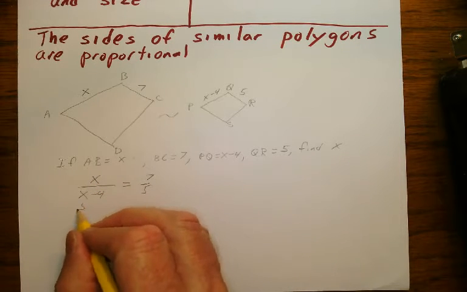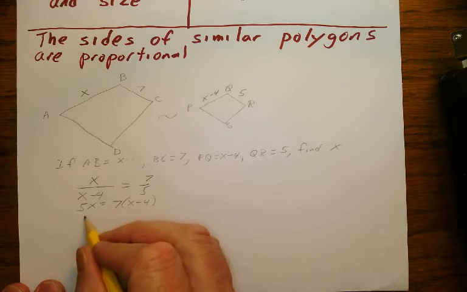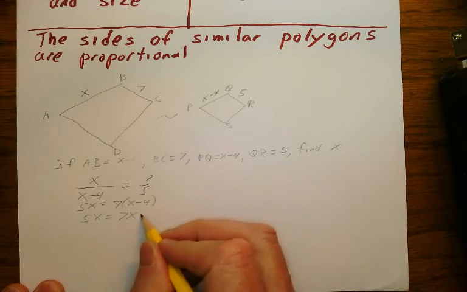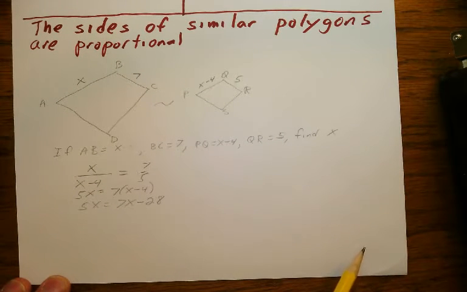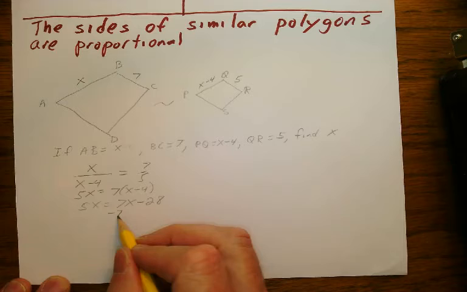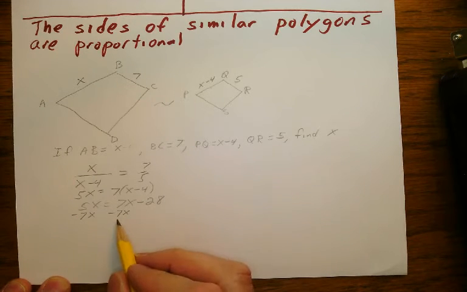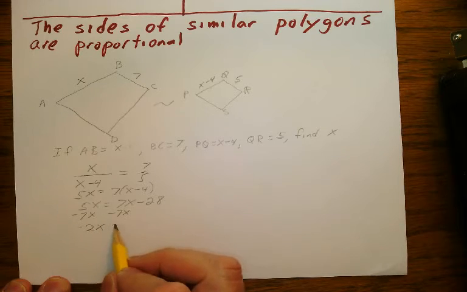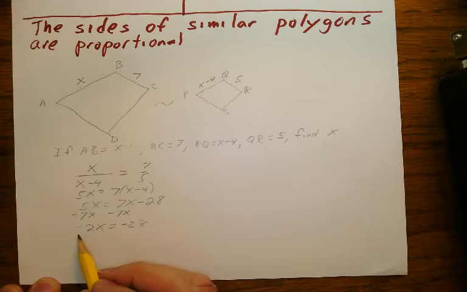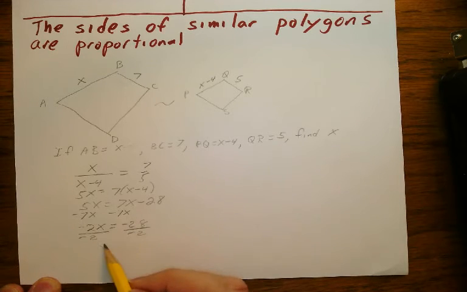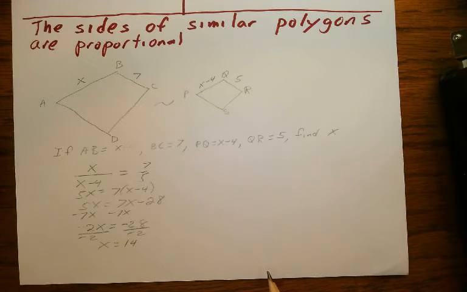5 times x equals 7 times x minus 4. 5x is equal to 7x minus 28. Now here I normally say subtract the smaller variable, but I don't want you to do that, because then you get a 0 on the other side and many students will then make a mistake. But if you subtract the 7x, you get negative 2x equals, and don't forget to bring down the negative on the 28. So then when you divide by the negative 2, a negative divided by a negative is positive. So we get x is equal to 14.